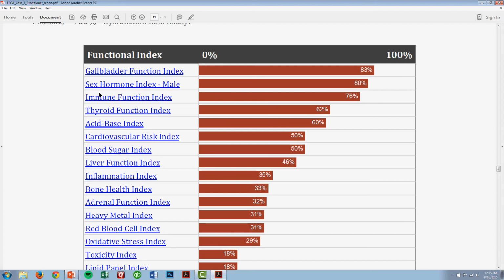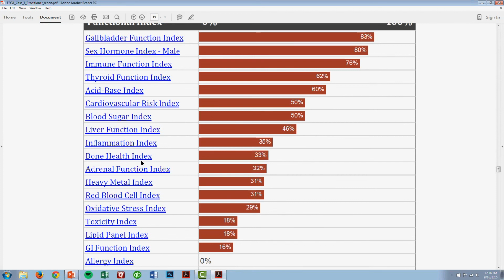Something going on with the immune system. We saw it in the health improvement plan as a viral issue, but that's enough to push this index up to 76%. Something going on with the thyroid, acid base is a little bit out of balance, and then we have the cardiovascular risk index and blood sugar index.